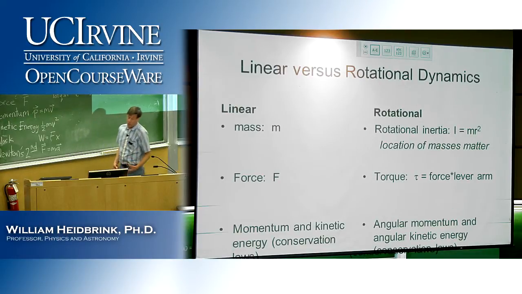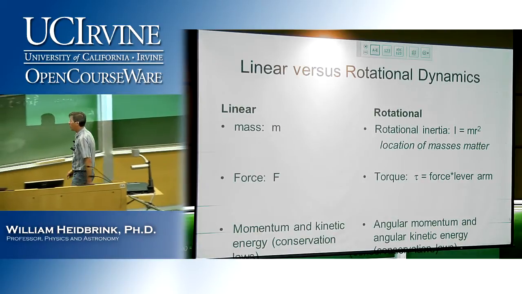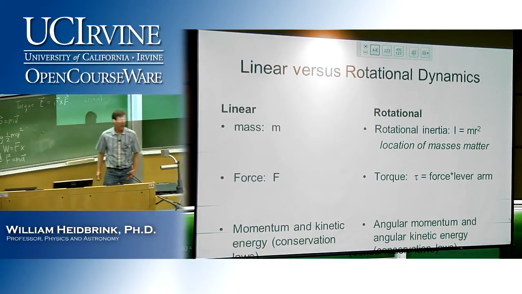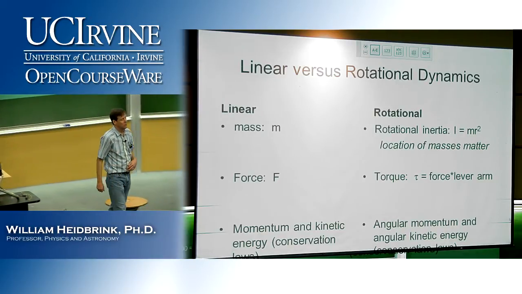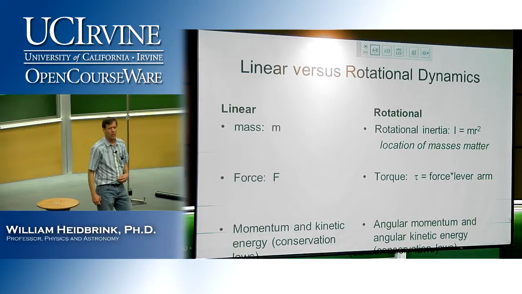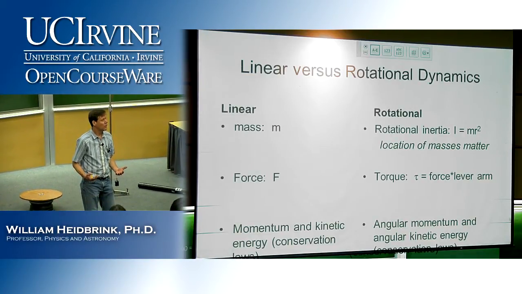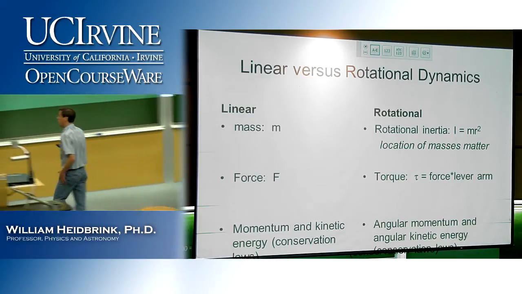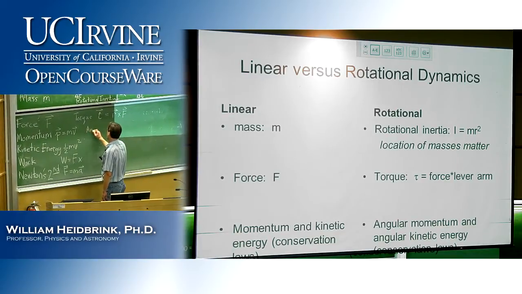Okay, and then we still have momentum and kinetic energy. So for momentum, we have P. When is momentum conserved? When you don't have any external forces. That's an isolated system. So there's a similar kind of thing for something that's called angular momentum.